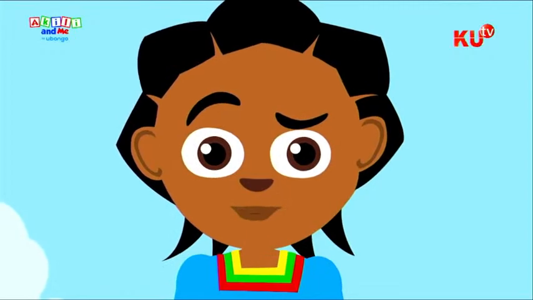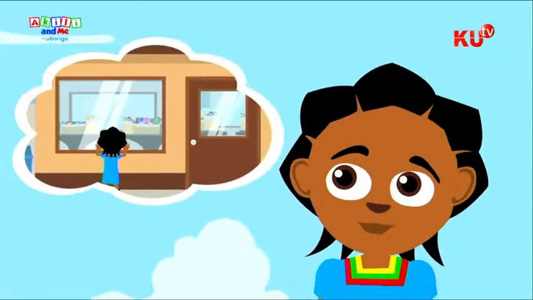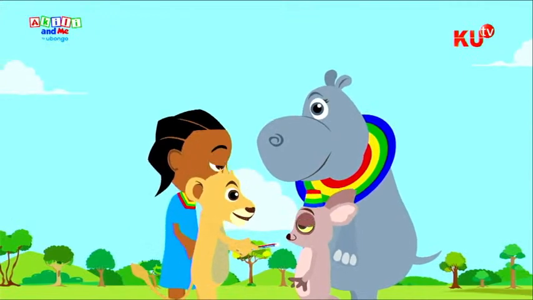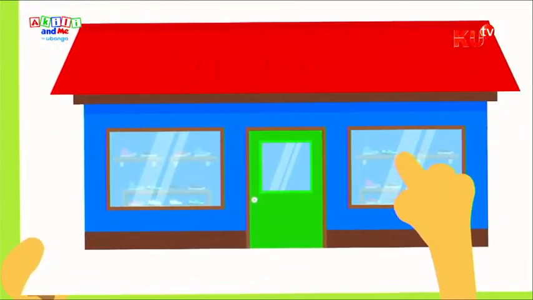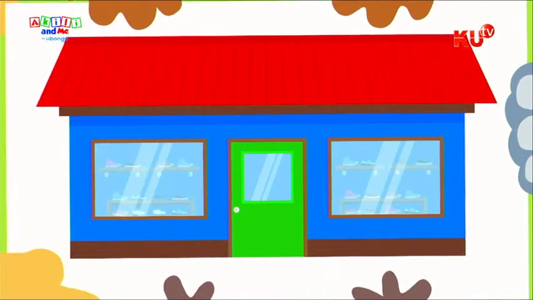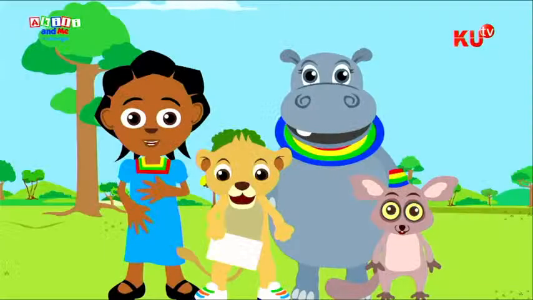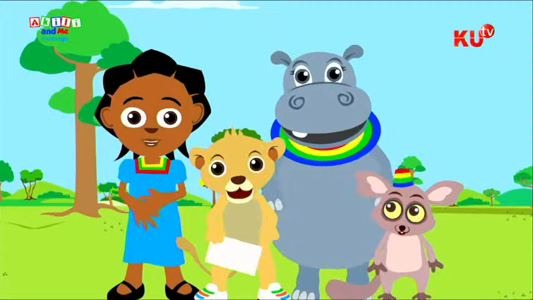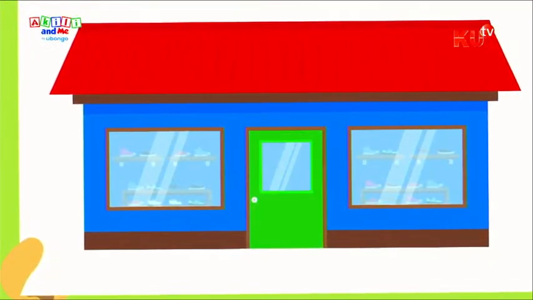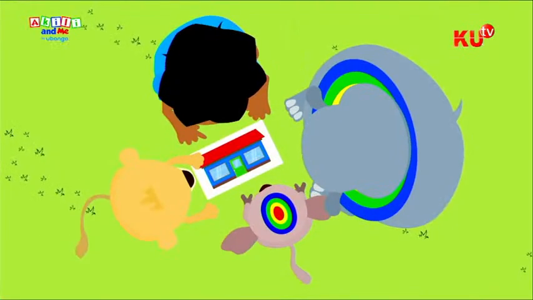What is a shop? A shop is a place where you can buy things. Each shop sells something different. You have to find the shop that is selling the shoes that Brother Lion wants. Oh, yes! This shop has a red roof, blue walls, and a green door. Friends, will you remember that? Yes! Red roof, blue wall, green door. Red, blue, green. Yes! Let's go!